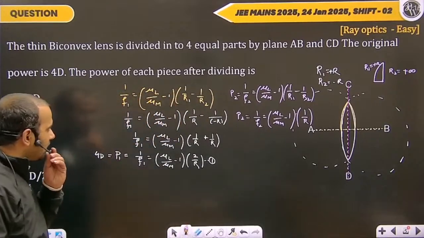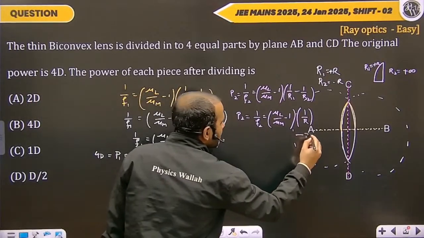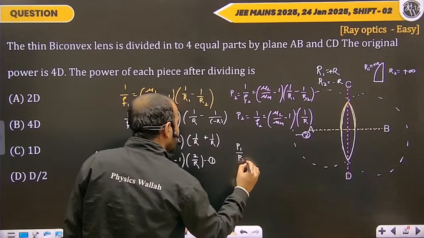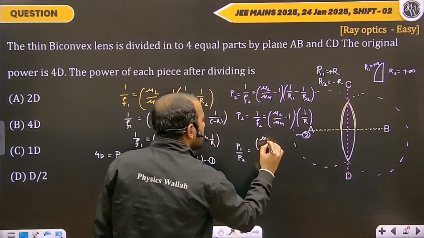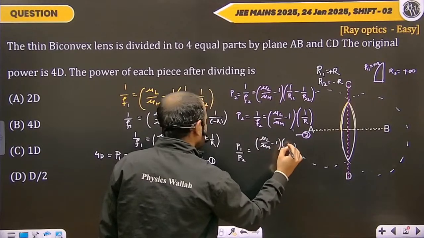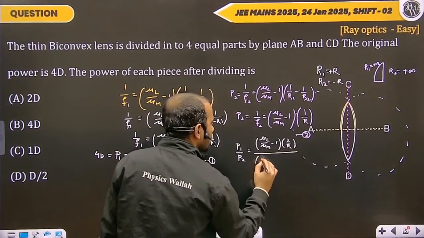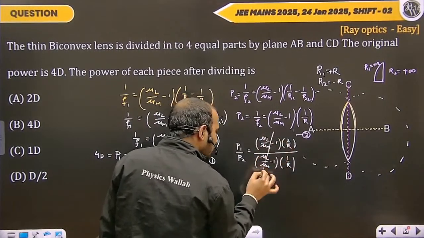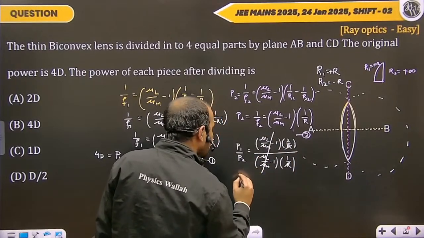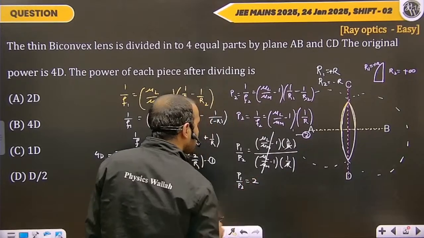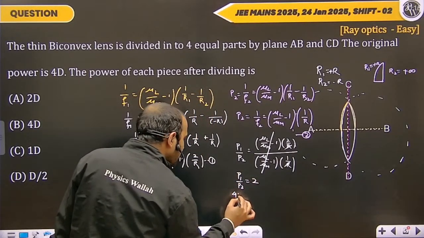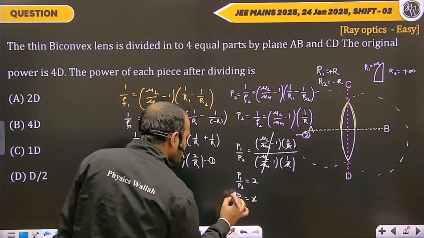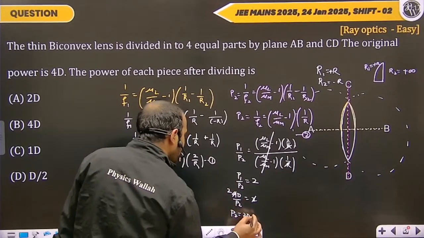So let us do one thing. Let us divide these two equations. P1 by P2 will be equal to (mu L by mu m minus 1) times 2 by R, upon (mu L by mu m minus 1) times 1 by R. So this whole expression will cancel out, R and R will cancel out, and P1 by P2 is equal to 2. Now P1 we know has a value of 4D, that is 4 diopter. Divide by P2, this is equal to 2. So power 2 will definitely become 2 diopter.